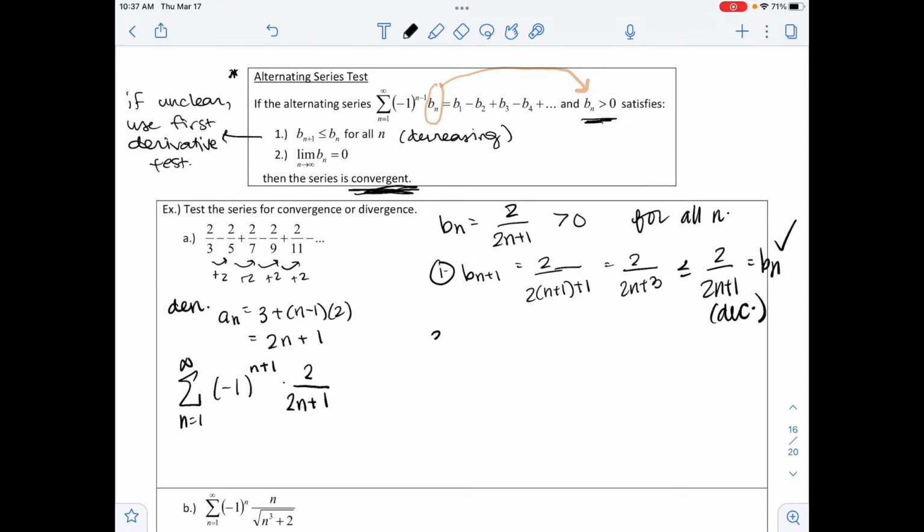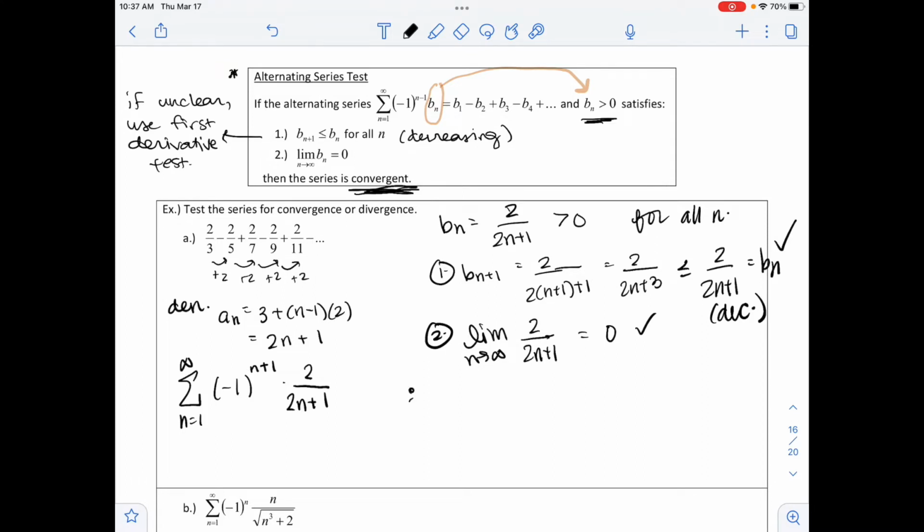And then the second thing that we need to show is that the limit as n approaches infinity of b sub n is equal to 0. So we have the limit as n approaches infinity of b sub n, which for us is 2 over 2n plus 1. And as I take my limit, I notice that that denominator is getting a lot larger as n is approaching infinity, and this would be equal to 0. So check, that's our second thing.